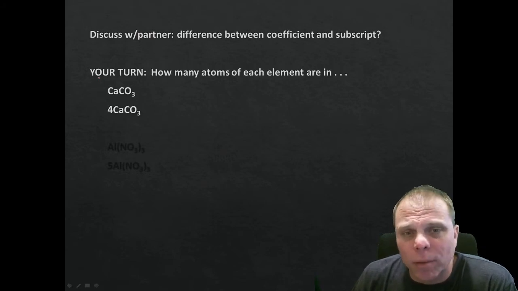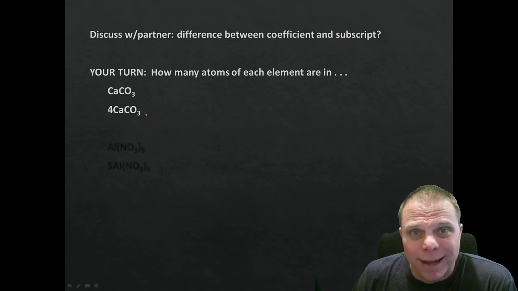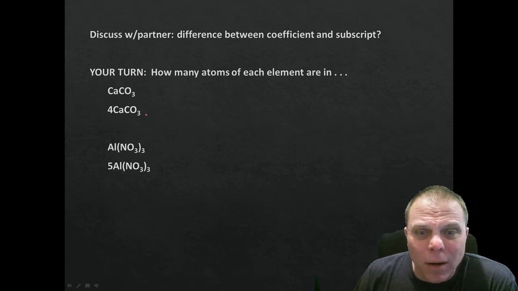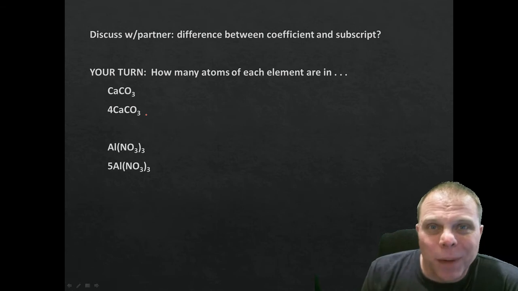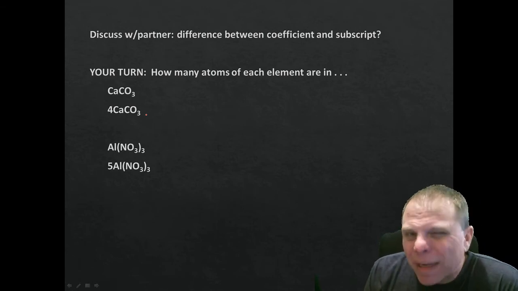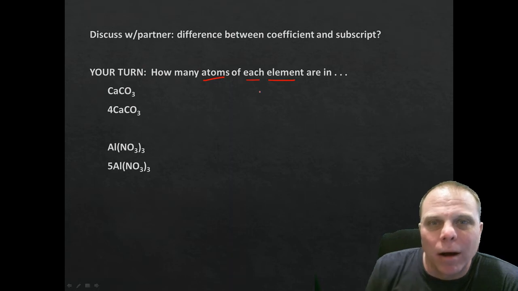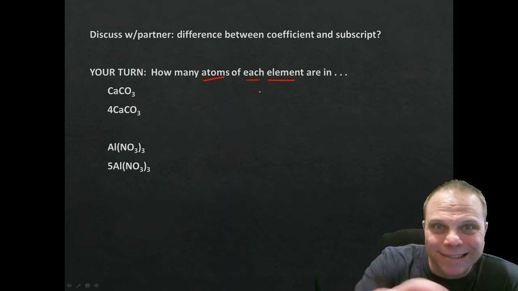Okay, so let's go ahead and go to this question here. Make sure you're understanding the formulas. How many atoms of each element are in calcium carbonate and then 4 calcium carbonates? All right, why don't you, actually, I'm going to go ahead and open up those next 2. Why don't you pause and practice this real quick? Make sure you can guess how many are in each. Not different types of elements, but how many atoms of each element are in each of these? Okay, pause and practice.